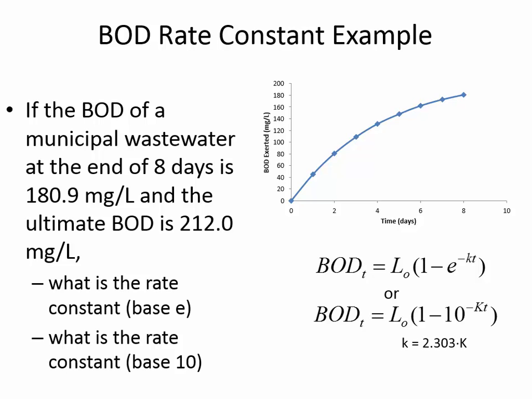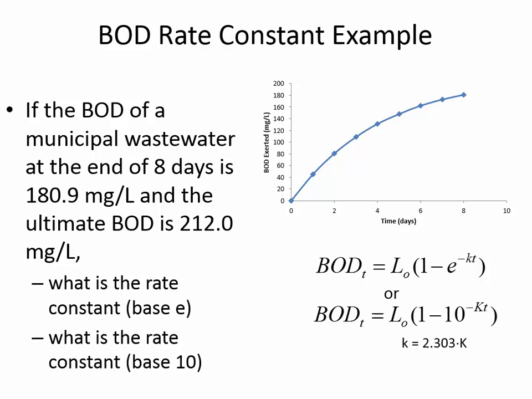For the lowercase k, that's where we're working with base e, natural log. We start off with the equation that the BOD at some time is the ultimate BOD times 1 minus e to the negative kt. We can rearrange that to solve for the k value. We'll get BOD at time t divided by L naught gives us 1 minus e to the negative kt. And then I'm going to have to move this down. That gives us e to the minus kt is 1 minus BOD sub t divided by L naught.